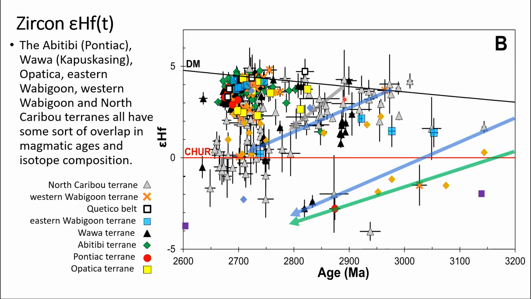The other thing that we find is that this 3.0 to 2.9 juvenile crust produced in the North Caribou terrane, there's a xenocryst there from West Wabigoon, and then the Wawa data from the Hawk assemblage also plots along this evolution line, indicating that this is essentially reworking similar crust as found in the North Caribou terrane. And then lo and behold, there you've got a little Abitibi xenocryst plotting along the same evolutionary trend. And this is one of the younger xenocrysts in Abitibi.